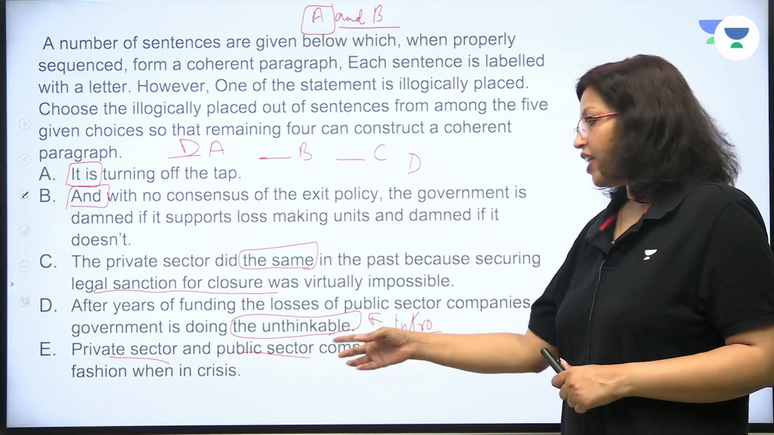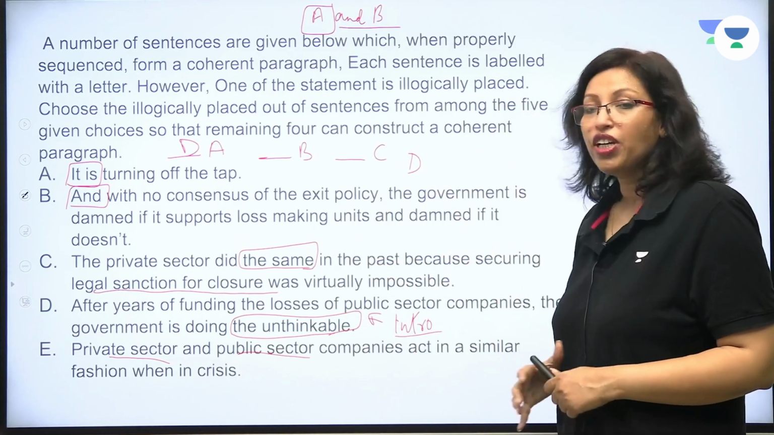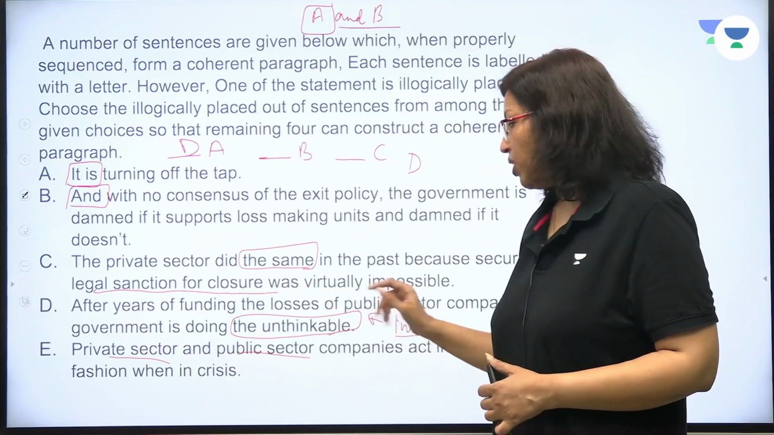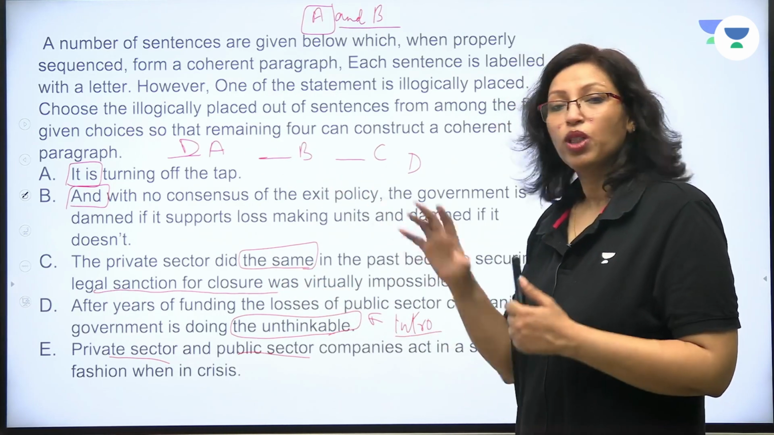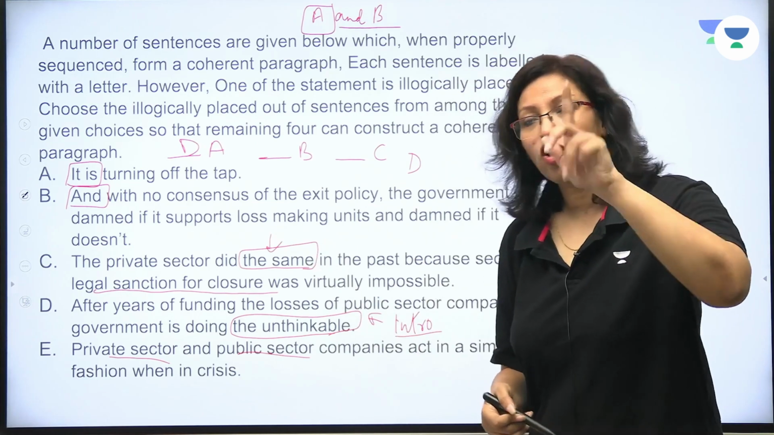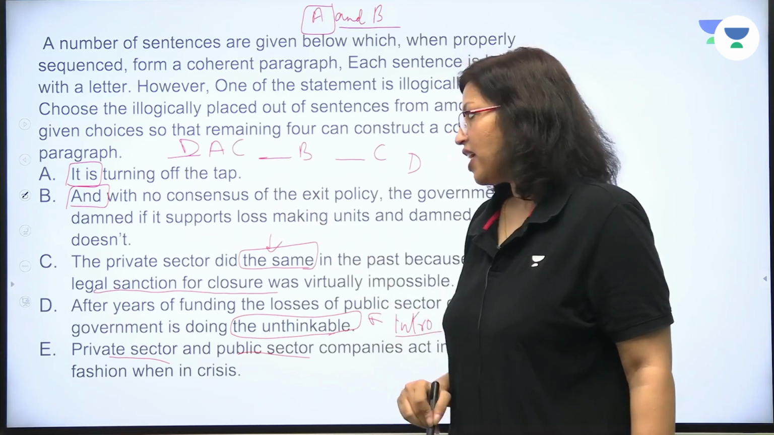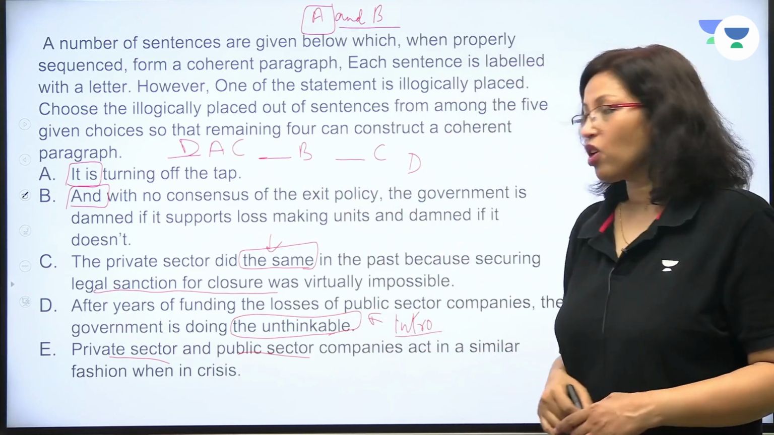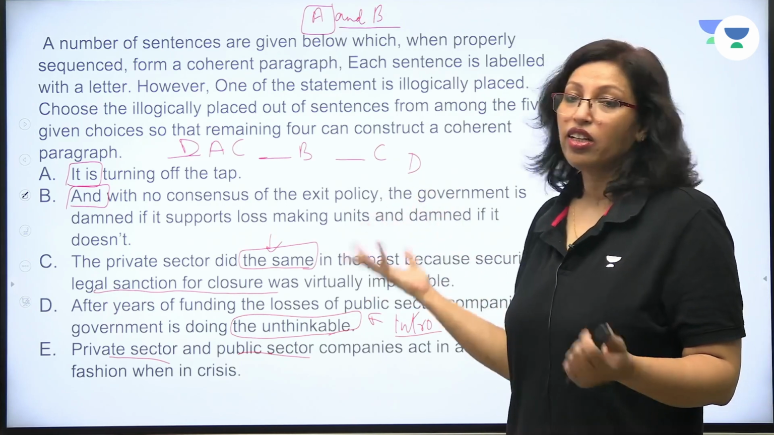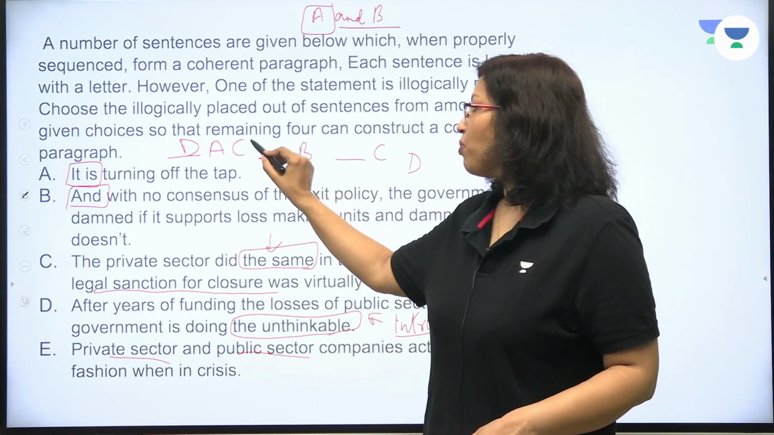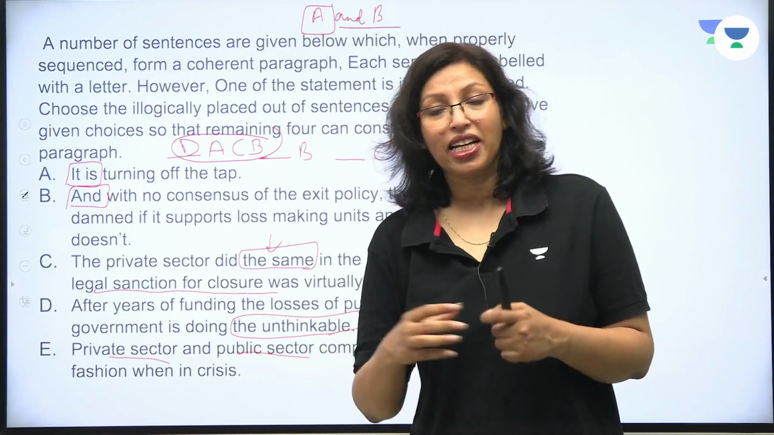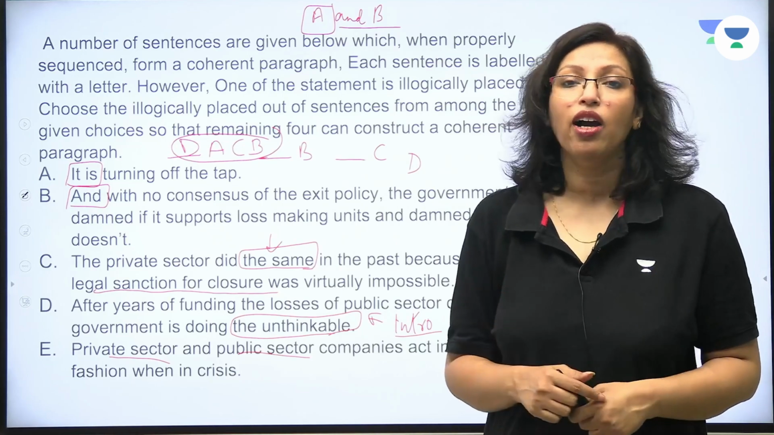So, I somehow get the feeling that E should be my odd one out, but I will nevertheless try and figure out the rest of the sequence, because I know I have got D and A, which says after years of funding the losses of public sector companies, the government is doing the unthinkable, it is turning off the tap. Okay. What after that? The private sector did the same. What was the same thing? Turning off the tap. So, then I think I should get C after this. And the last sentence will be, and with no consensus of the exit policy, the government is damned if it supports loss making units and damned if it doesn't. So, they really could not do anything. So, D, A, C and then probably B would come. So, that would become my sequence, and sentence E, which talks of private sector and public sector functioning similarly, would be my odd one out.